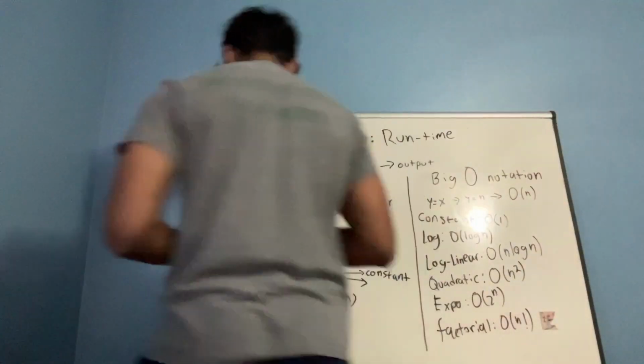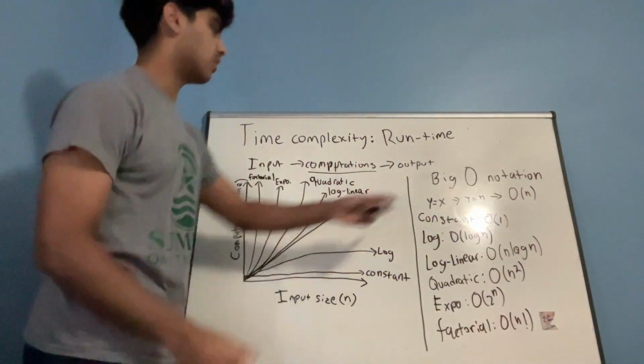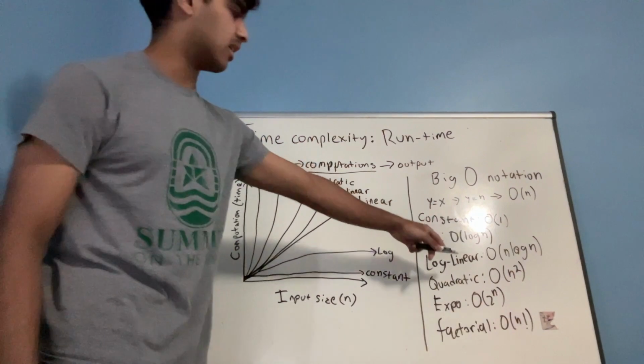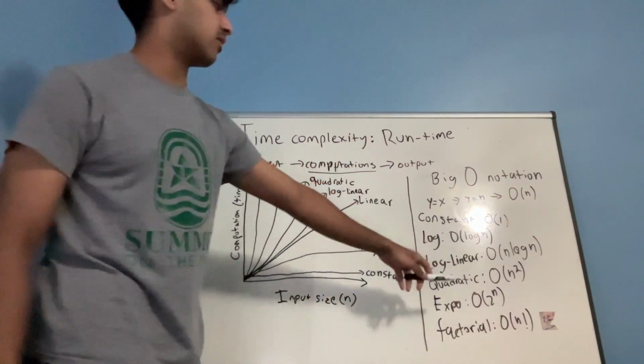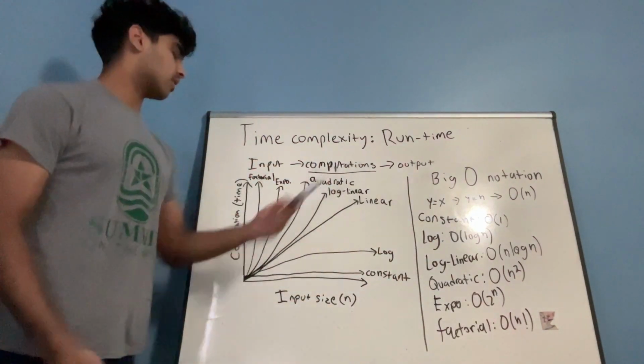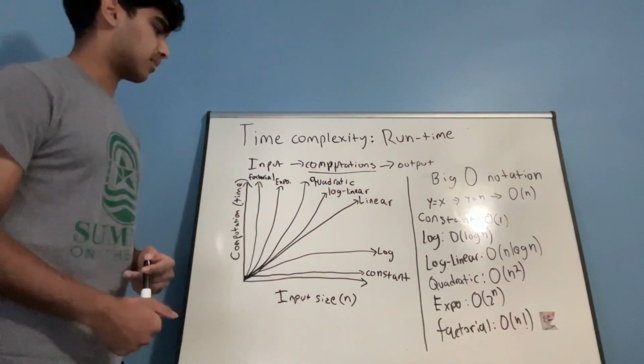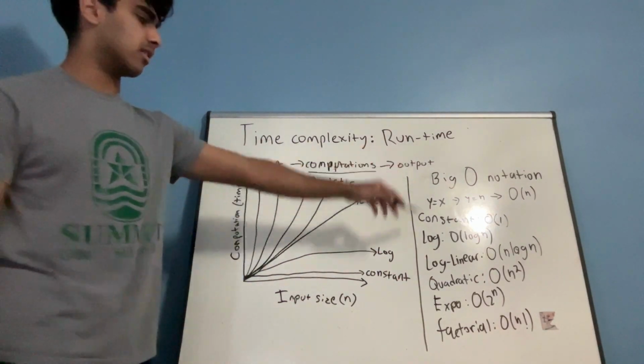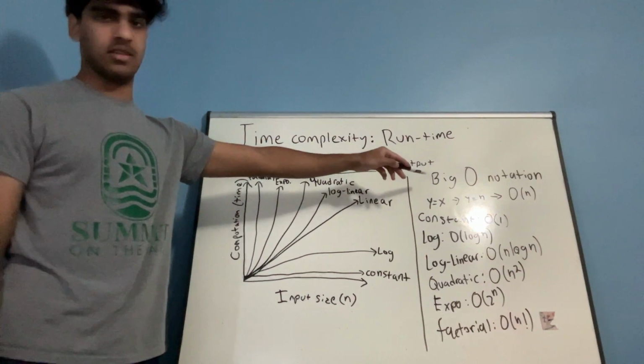So these are basically all our common time complexities: O of 1, log n, n, n log n, n squared, 2 to the n, and n factorial. And that's basically the basics of time complexity right now, and how to denote the efficiency of an algorithm with big O notation.